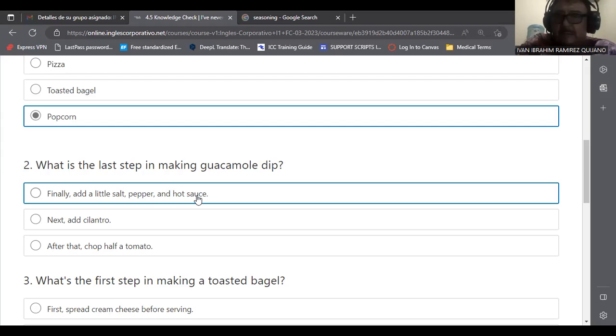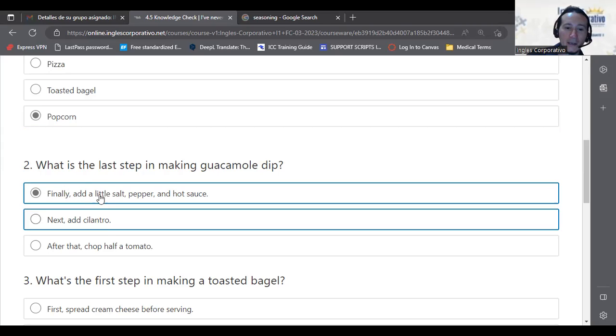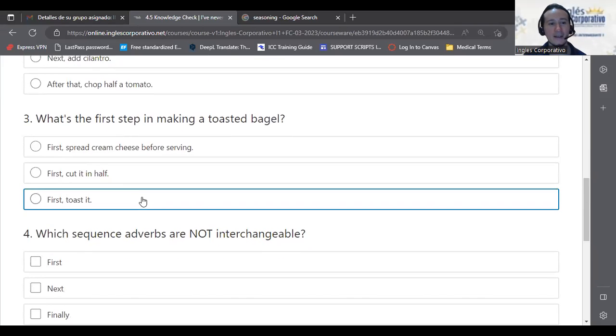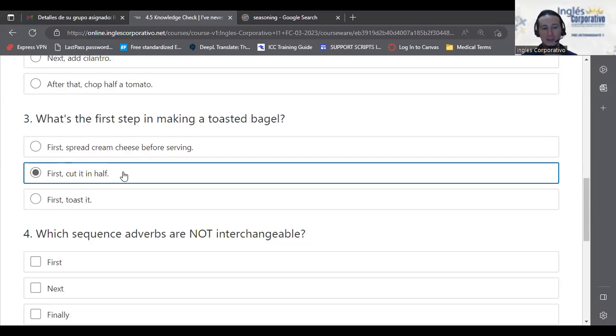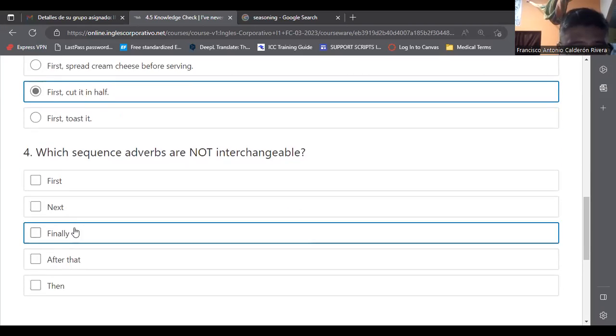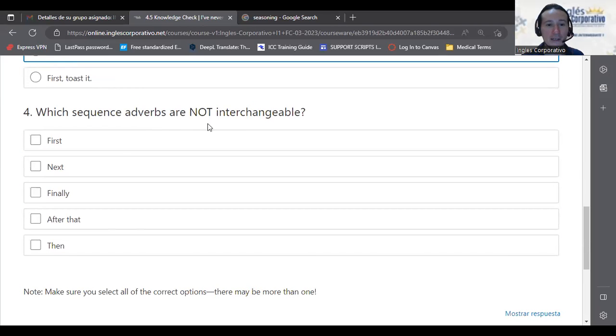Okay. Recuerden lo que les dije ayer. La palabra salsa en inglés se pronuncia como si fuera sauce. Okay, sauce. So finally, add a little salt, pepper, and hot sauce. ¿Qué sería esto? ¿Verdad? Aparte que aquí dice, el adverbio dice, finally. So es el último. Luego dice, what's the first step in making a toast bagel? So what is the first one? Well, all of these have first. Second option. Option number two? Cut it in half. This one? First? Cut it in half? Okay. Yes, this option. Option number two. Okay. And then it says, which sequence adverbs are not interchangeable? Ahí tenemos first, que elegir más de uno.